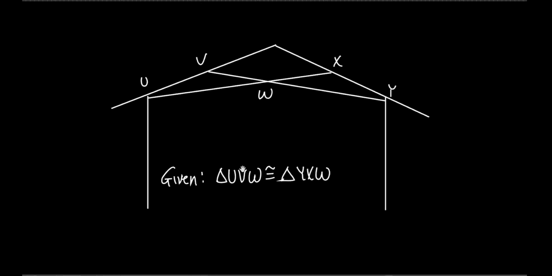So let's take a look at the triangles that they said were congruent to each other. UVW. So let's do this. Just to make it a little bit easier, let's just kind of color it in. Boom. Or we'll just mark it like that. Okay? So that is congruent to YXW.